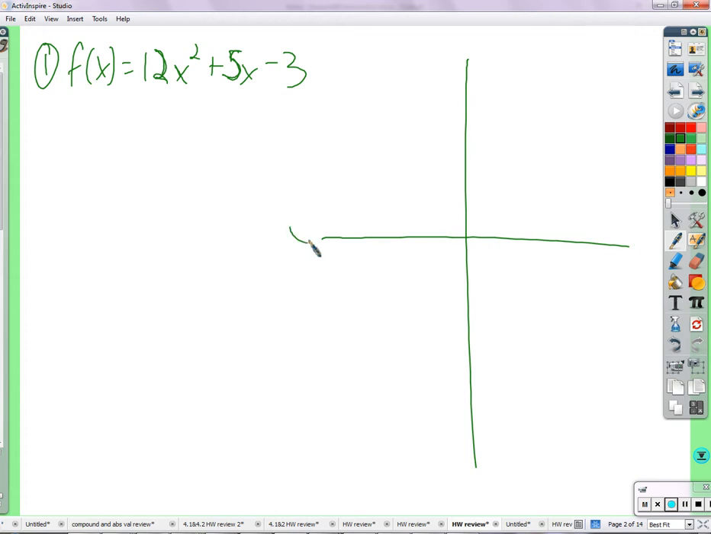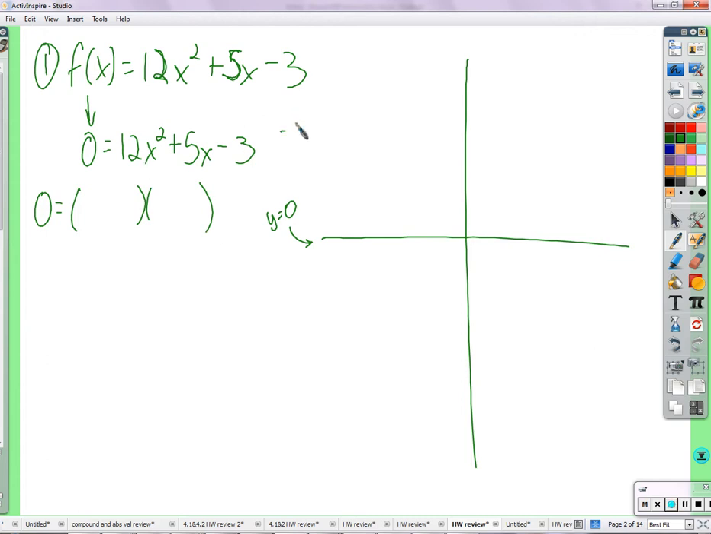So if we're looking for x-intercepts, that is points on the x-axis, all along the x-axis, y is zero, the output is zero. So make the output zero, and figure out what x is. What x will give us a y of zero? Hopefully we can factor this. We'll do factor by grouping.